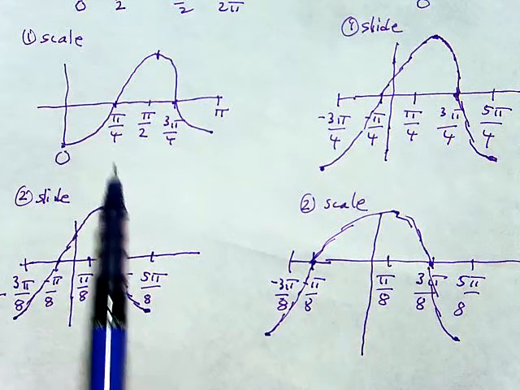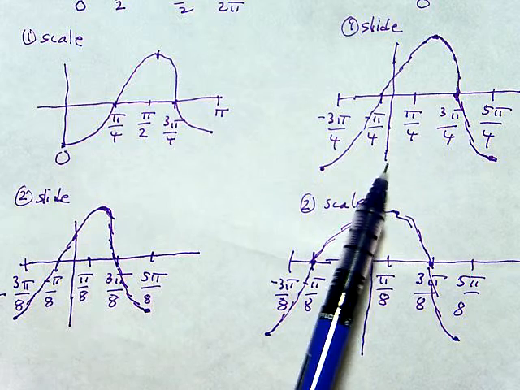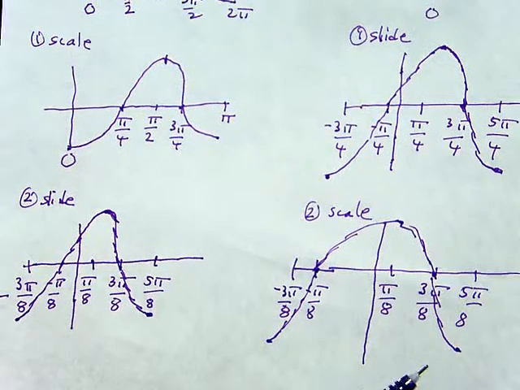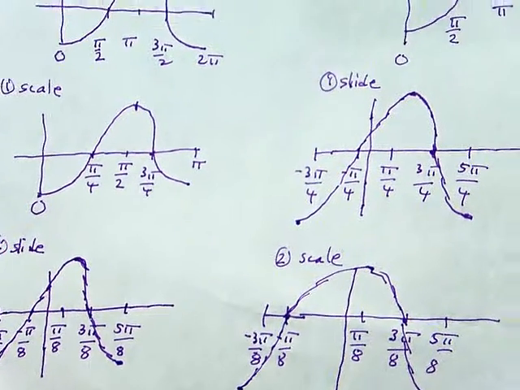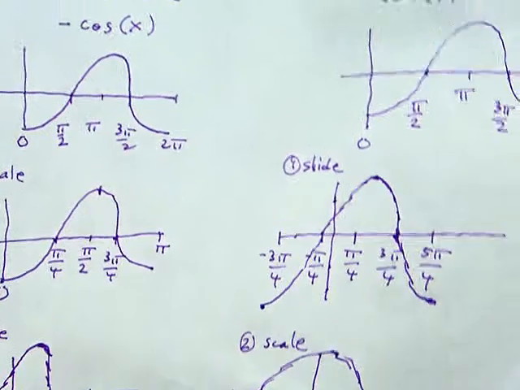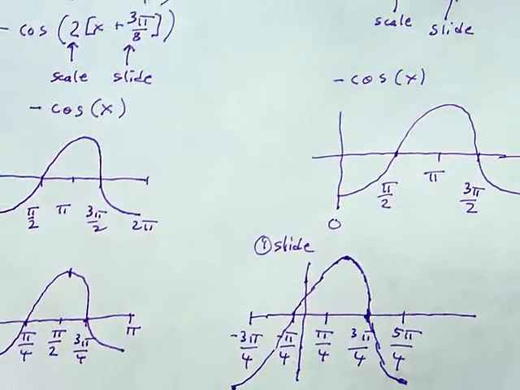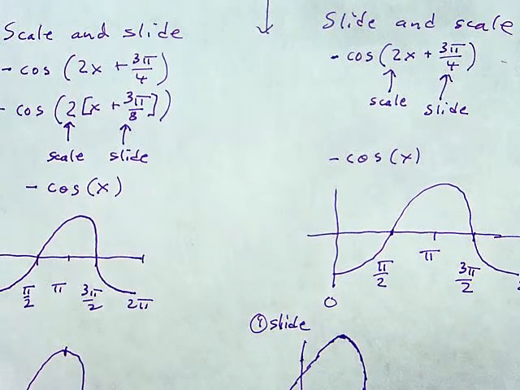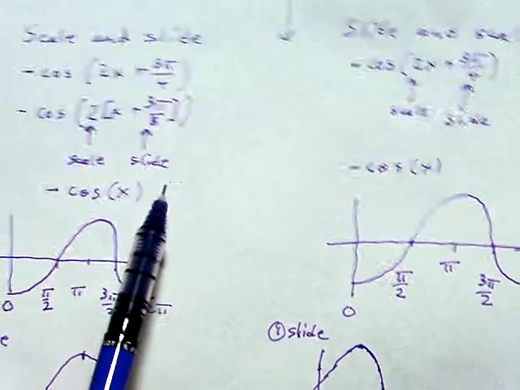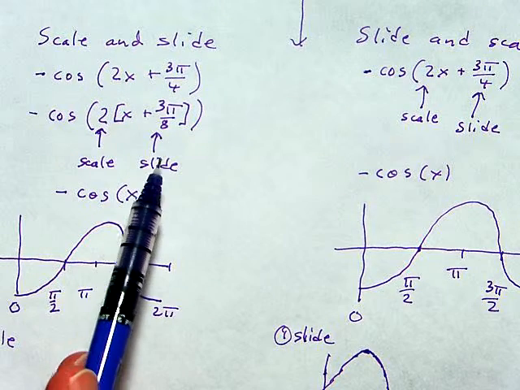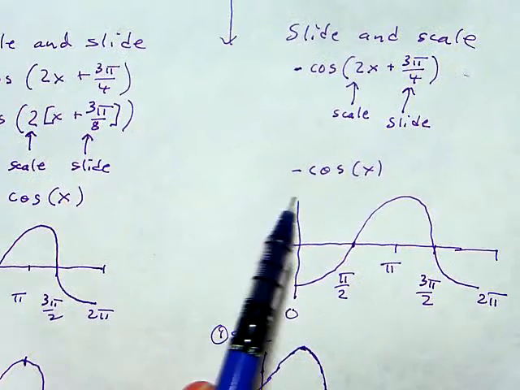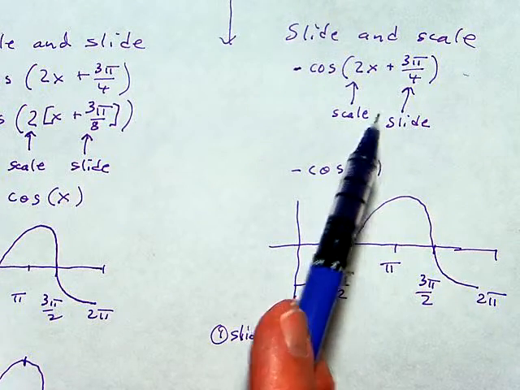You could do scale, slide, or do slide, scale, but you just have to remember that the main difference is the factor for the slide. Okay, so you factor out the coefficient of x if you're going to do scale and slide, and you do not factor it out if you're going to do slide and scale.